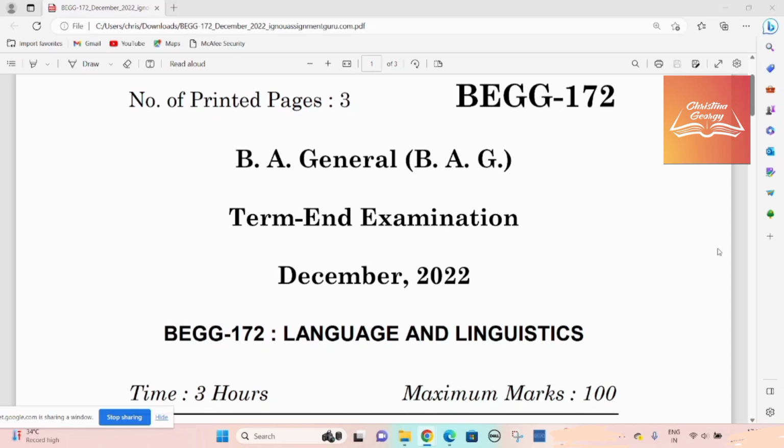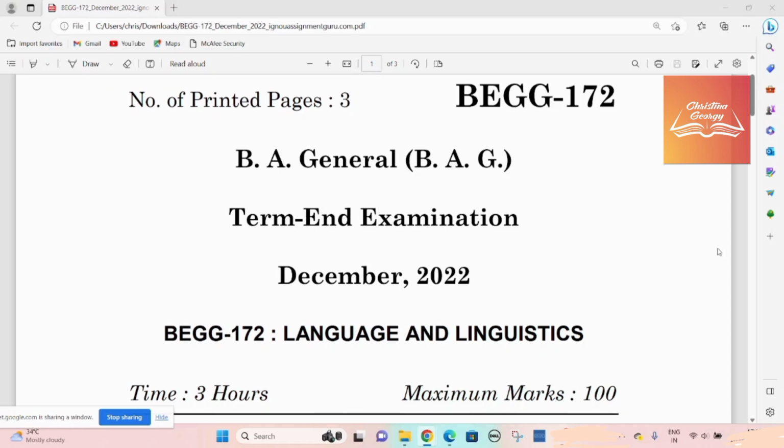So right now you're viewing the December 2022 question paper for Language and Linguistics. The very first aspect that I would like to emphasize is regarding the course code and course title. Dear learners, I know that you are first year students and this will be your first TEE attempt. That is, this would be your first time attempting a TEE. For that matter, there are certain things that you need to be aware of.